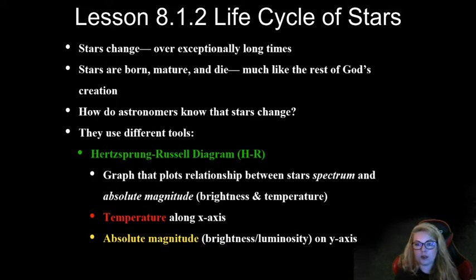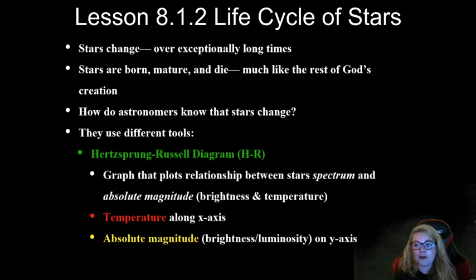Well, they have different tools, and the most common tool that's used is called the Hertzsprung-Russell diagram, named after those who discovered and utilized this tool first. It's also commonly just called the HR diagram, which is likely how I'll refer to it for the rest of this video, because Hertzsprung-Russell diagram is a mouthful to say. The HR diagram is a graph that plots the relationship between the star's spectrum, which we talked about in the previous video, and the absolute magnitude. Basically, it's a graph that plots the difference between the brightness and the temperature of a particular star.